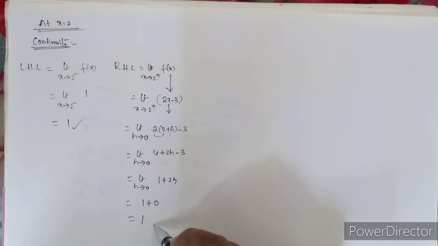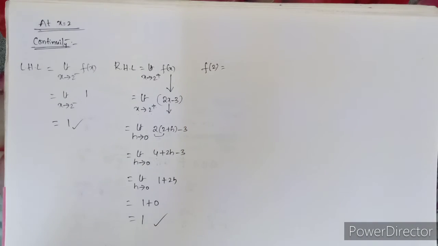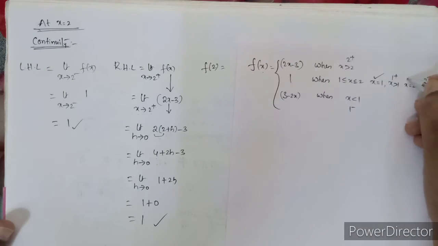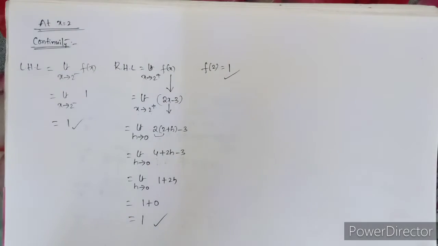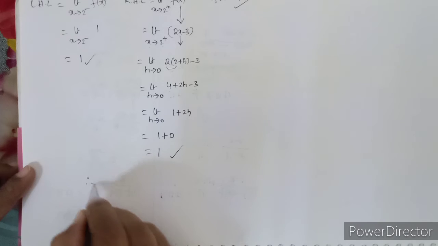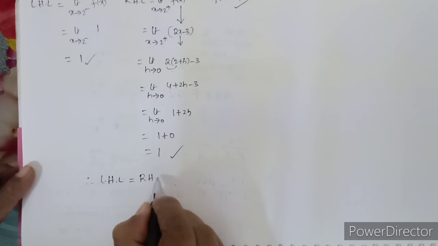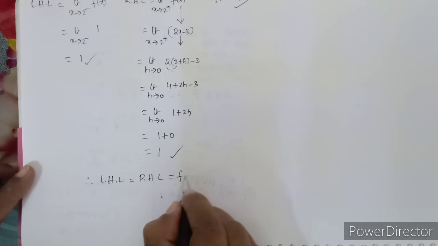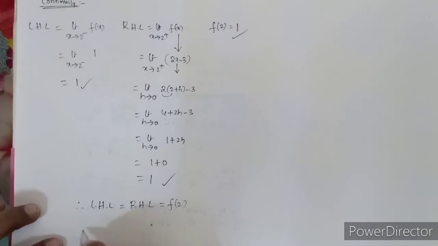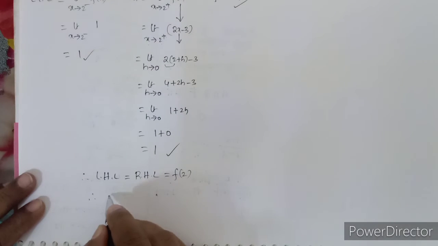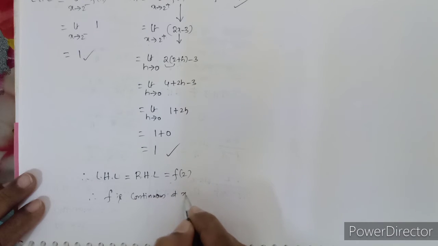Left-handed limit is 1 as well as right-handed limit is also 1. Now we will see f of 2. At x is equal to 2, f of x is 1. Therefore, this is also 1. Therefore, the conclusion here is that the left-handed limit of f at x is equal to 2, the right-handed limit of f at x is equal to 2, and f of 2, these three are equal to 1, 1, 1. Therefore, f is continuous at x is equal to 2.